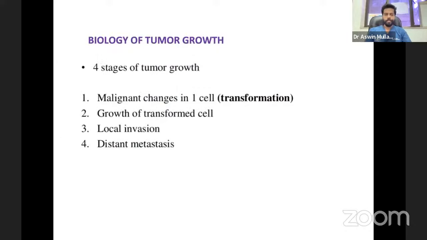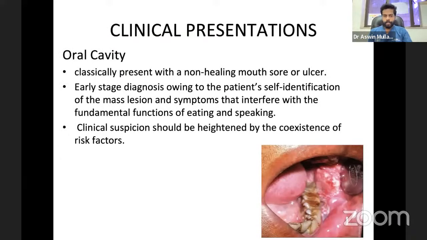Biology of tumor growth. There are multiple stages: malignant changes in one cell, which can transform to another, then local invasion, then distant metastasis. Now we are moving on to the clinical presentations of typical head and neck cancers. The most commonly found one is the oral cavity.